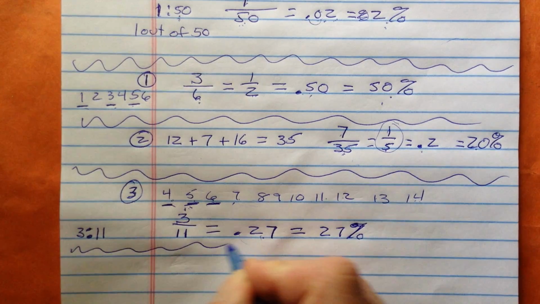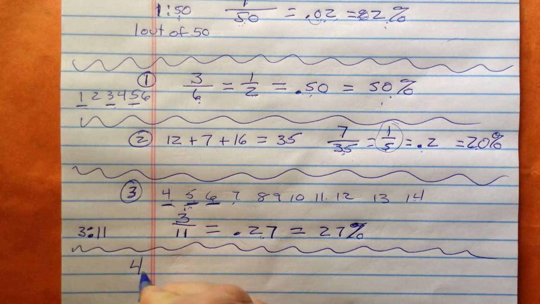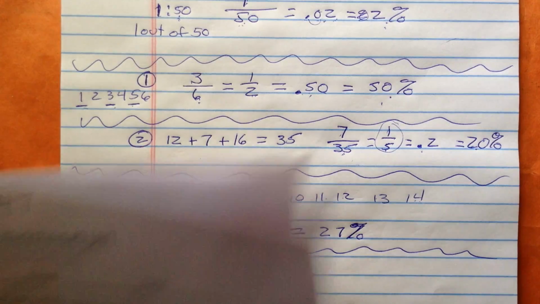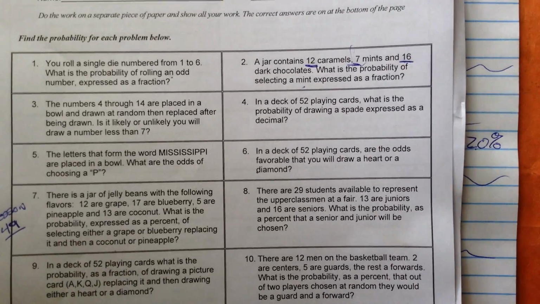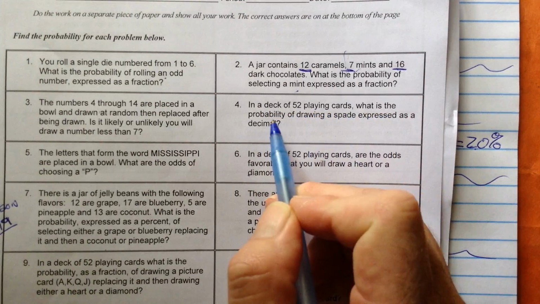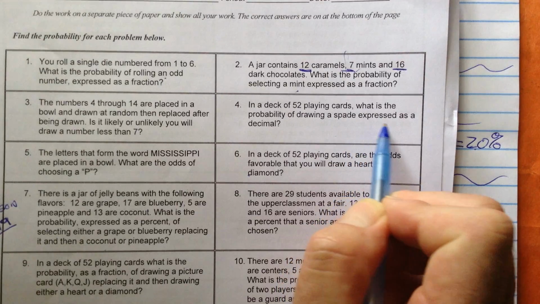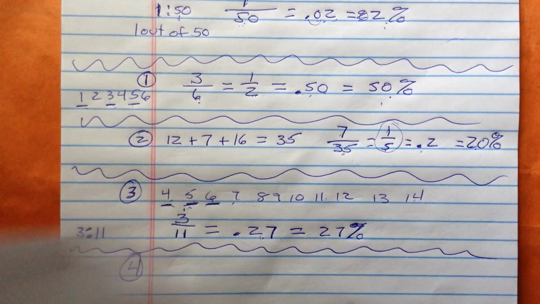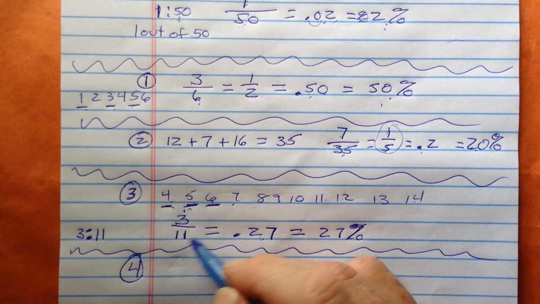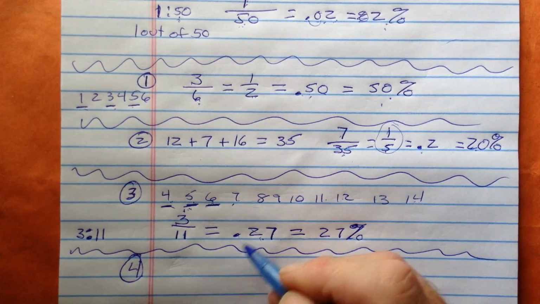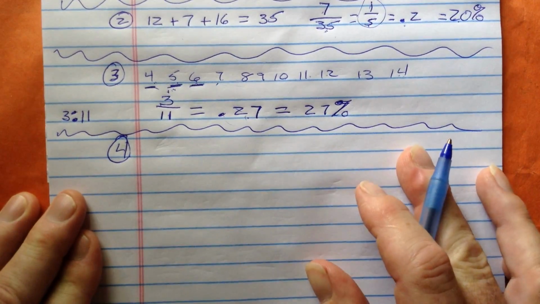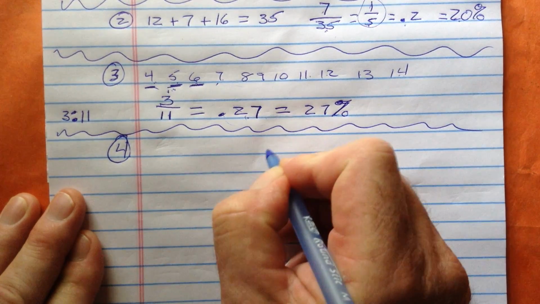All right, so number 4. Let me circle it and grab the paper here. It says here, in a deck of 52 playing cards, what is the probability of drawing a spade, expressed as a decimal? Okay, so we're going to go to the decimal. They're not asking for a fraction, but we have to start out with a fraction in order to get to the decimal. There are 52 cards in a deck. Okay, so there are 52 possibilities.